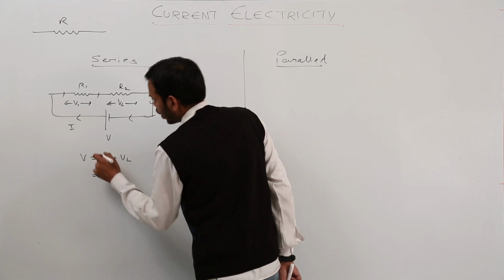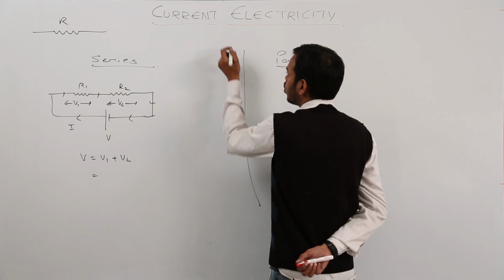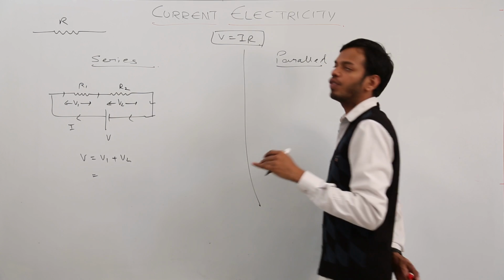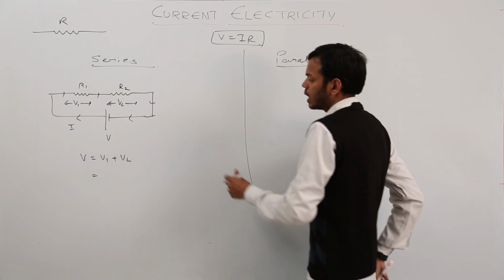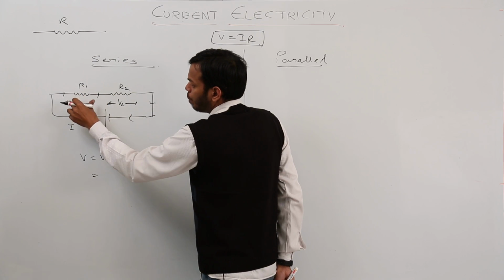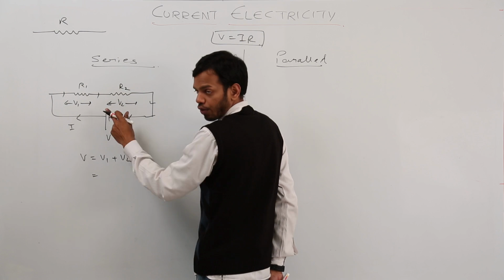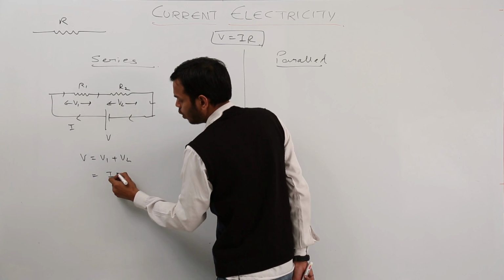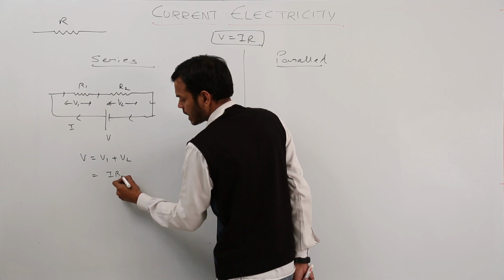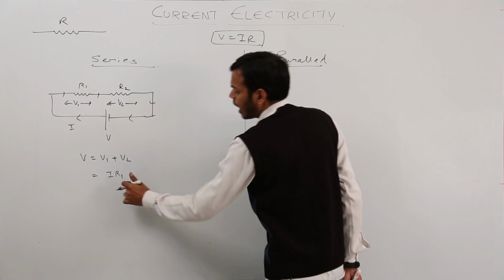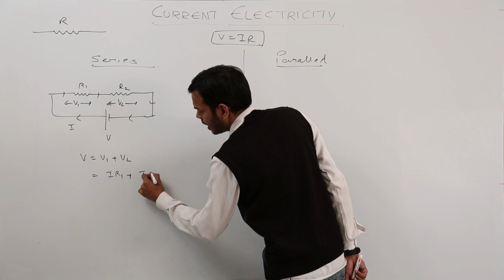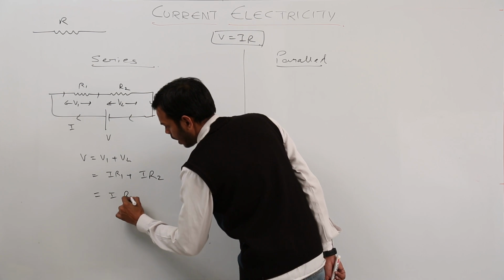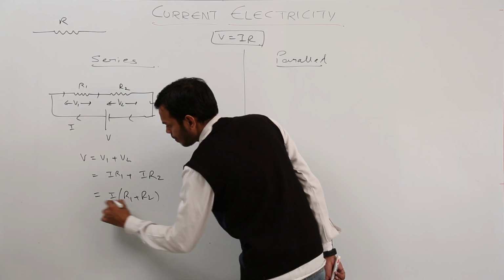So what is V1? We know according to Ohm's law, V equals IR. This is a universal formula which we will be using in many different ways. Here V1, the potential drop across resistor R1, is the current flowing through resistor R1 times the resistance of R1, right? So I R1 plus similarly I R2, which is I times (R1 plus R2).